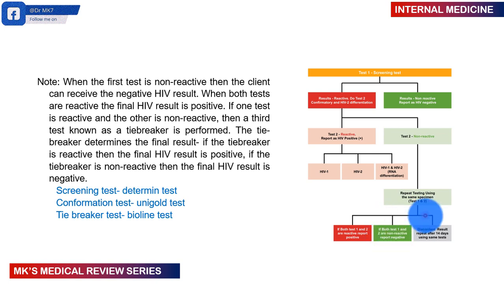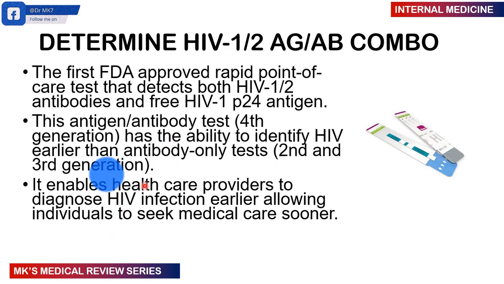But then again, if you get opposite results, discordant results, where one is negative and one is positive, you tell the patient to come back after 14 days, then you repeat using the same test. So the screening test we use is the Determine test, the confirmation test is the Unigold, and the tiebreaker we can use is the BioLine. So this is the Determine test, which combines your HIV type 1 and type 2 antigen and antibodies. This is what it actually looks like.